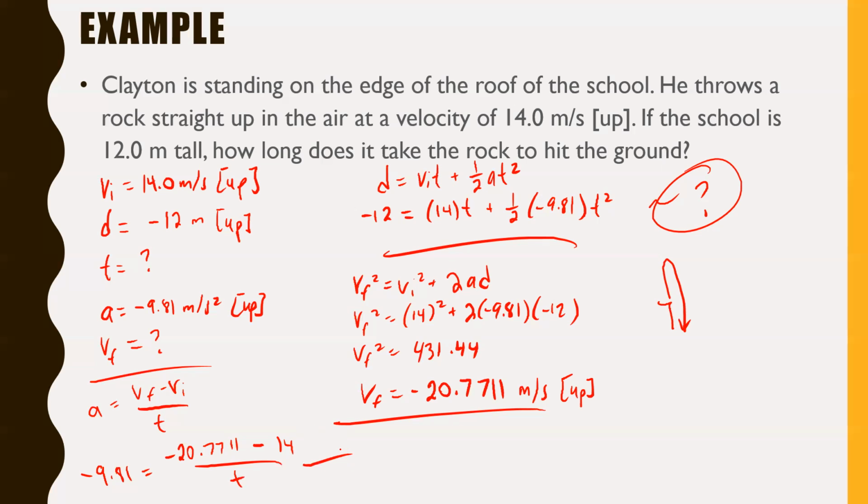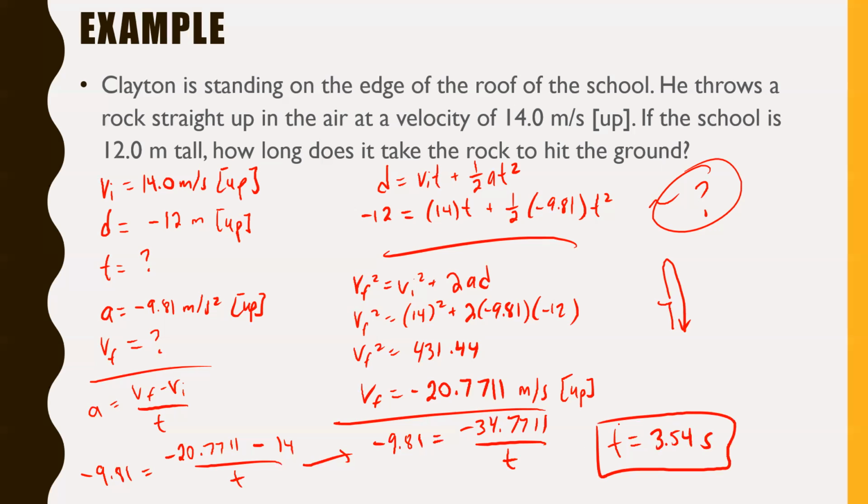We can clean up the numerator there. I'm really going the long way around with this one, but that is fine. Negative 9.81 equals negative 20.7711 minus 14. That gives us negative 34.7711. That should have been more obvious, I guess. But anyway, multiply by time, divide by negative 9.81. And long story short, we have T equals, how many sig digs? 3 sig digs. So T equals 3.54 seconds. Holy smokes, we went the long way around with that one.